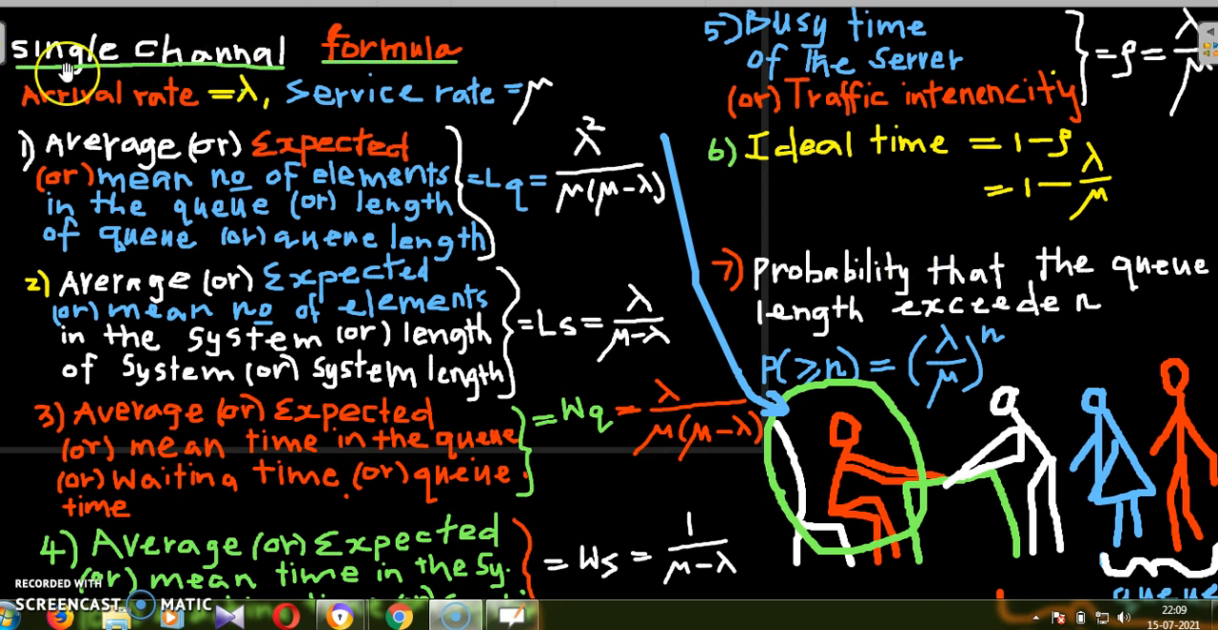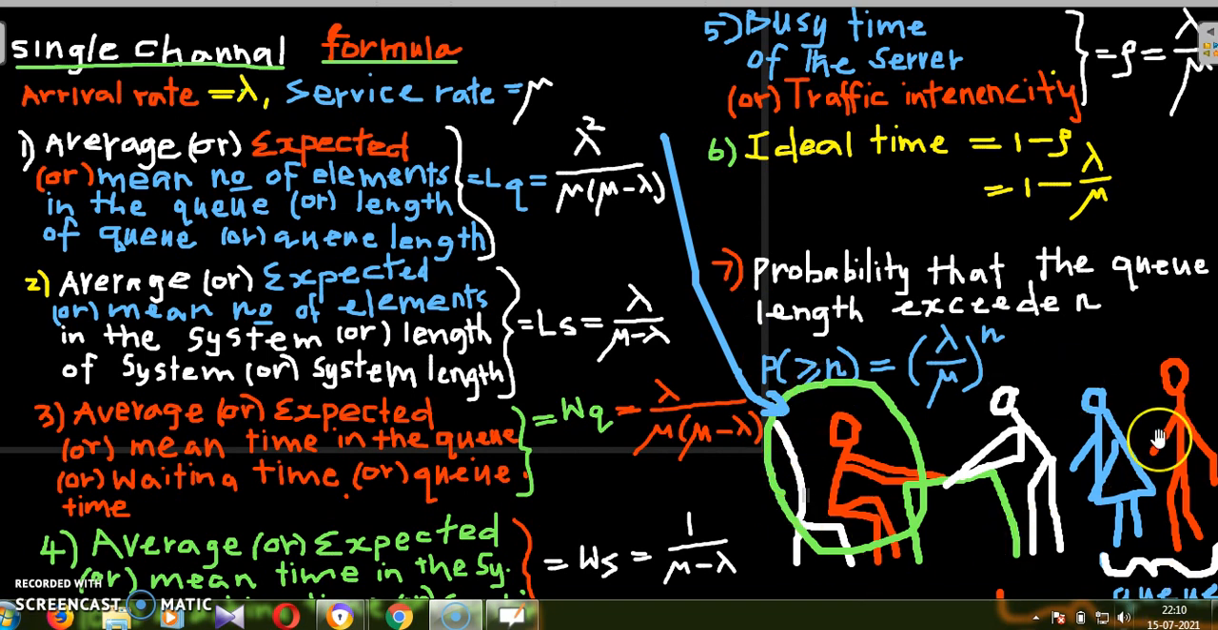And here I'm going to talk about single channel formulas. Okay. So already I told you that there are two models. One is single channel model. The other one is a multi-channel model.